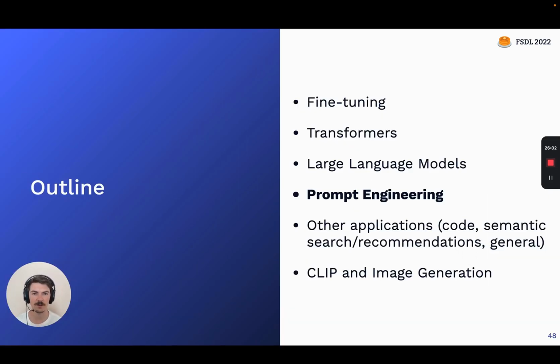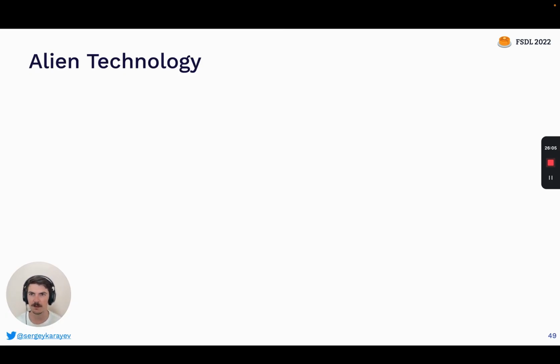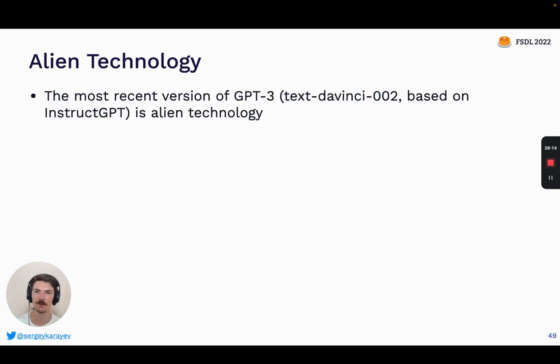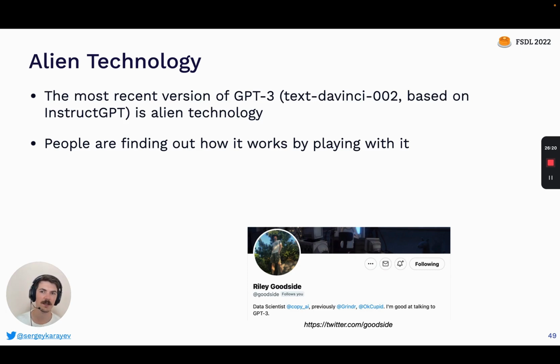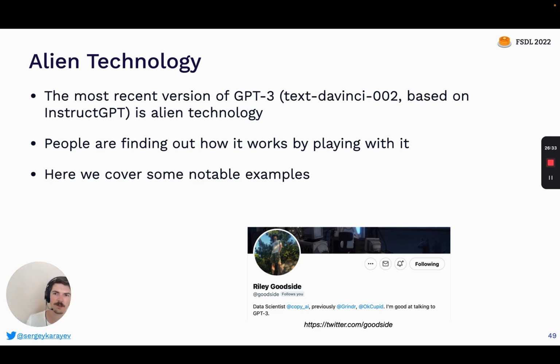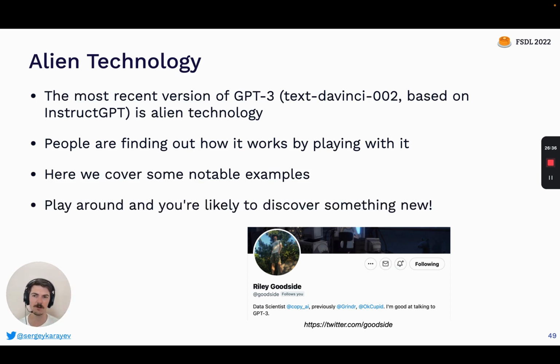Now I want to talk about the magic of prompt engineering. The way I think of GPT-3 and similarly large language models is it's an alien technology. The most recent version of GPT-3, this InstructGPT based one, it's unclear exactly how it works. And so people are finding out how it works by playing with it. I recommend following some people on Twitter. Riley Goodside is a great follow. I'm going to show you some examples of what people have discovered, but it's also a pretty fresh area. If you play around with it long enough, you're likely to discover something new, and people will find it interesting if you post about it.